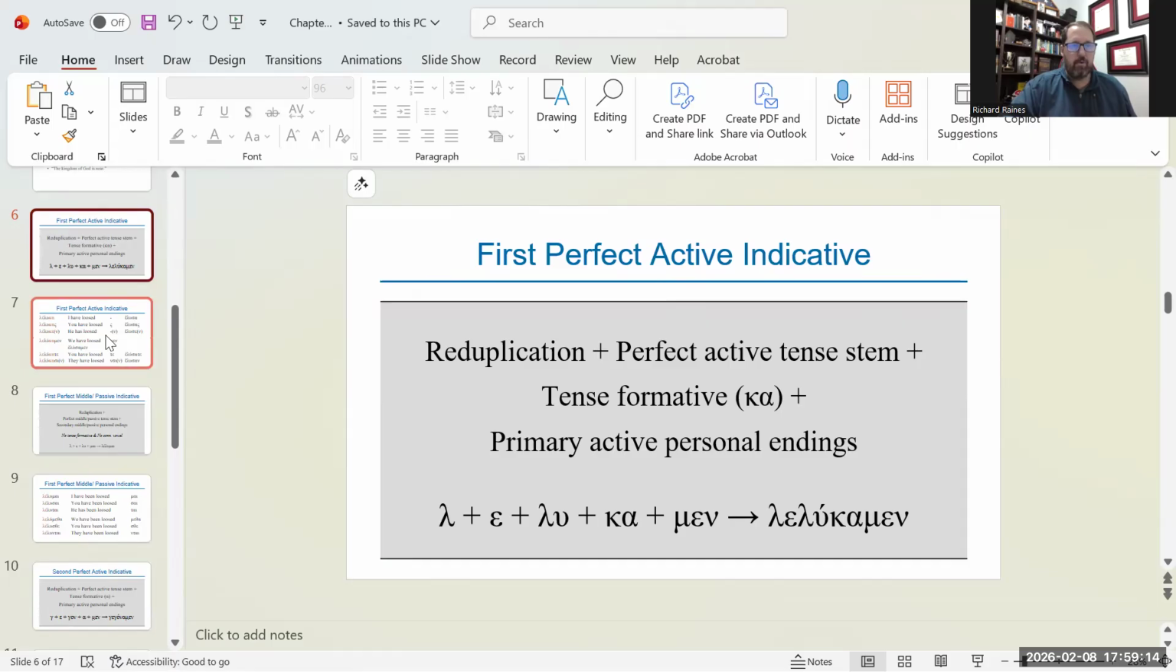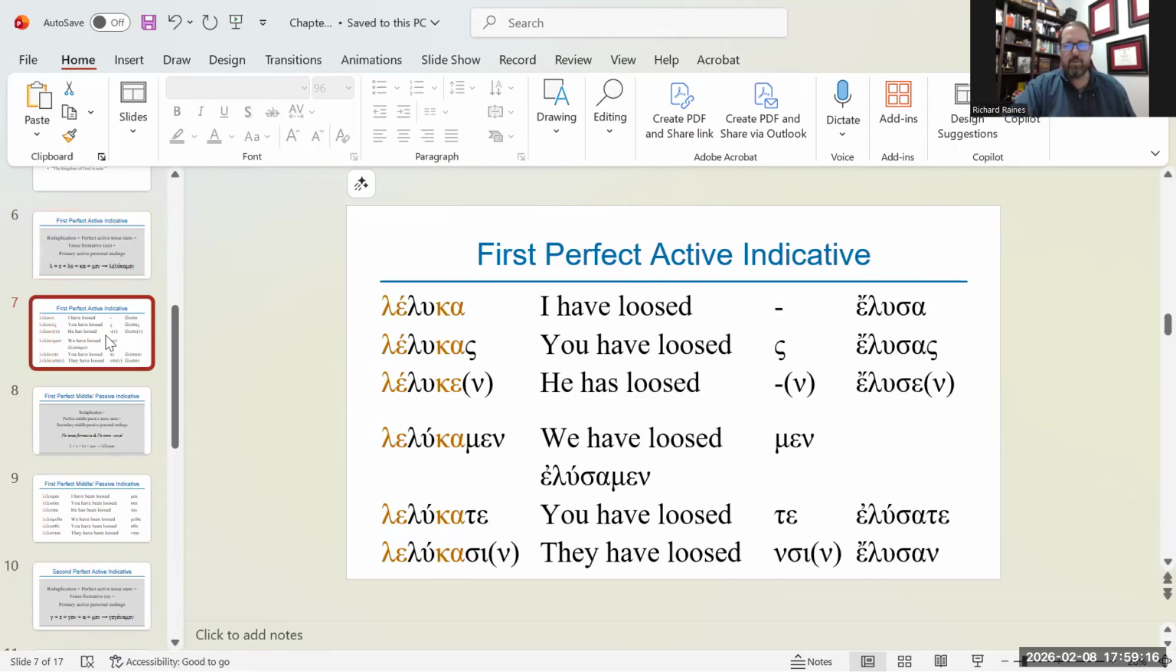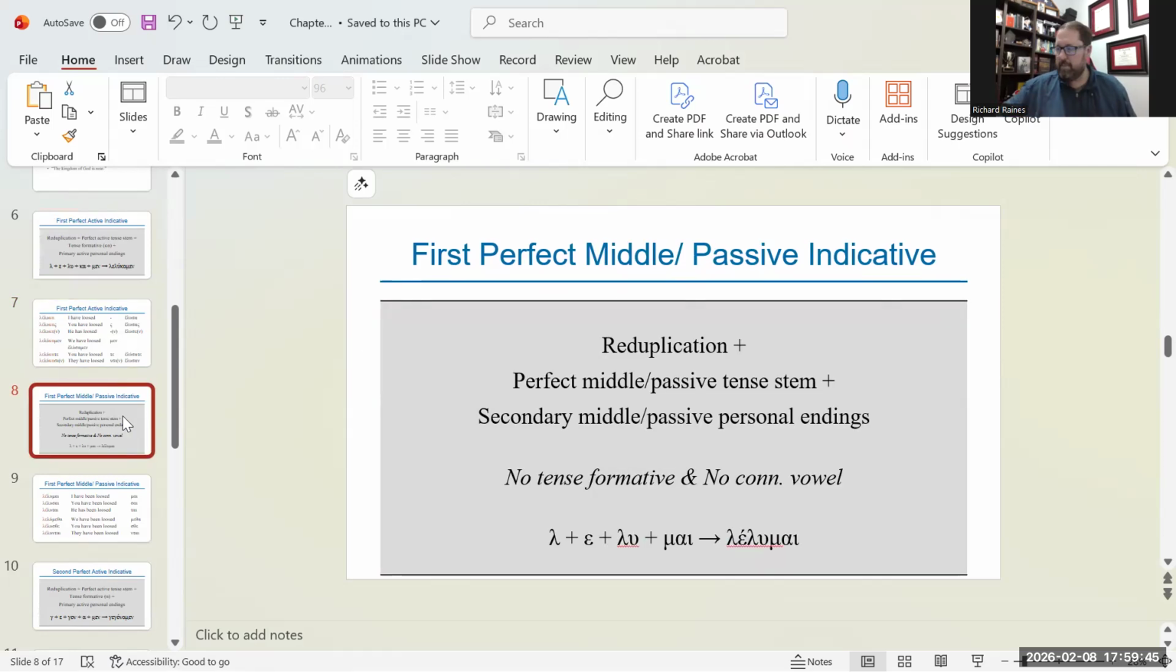So just remember that when you're looking at your words in your sentences, trying to translate, or you're trying to parse them, this reduplication of the first consonant is going to be the dead giveaway for you. Other than that, the kappa alpha is going to be a giveaway, but it's that reduplication that's really going to help you. So that's the first perfect active indicative. I have loosed.